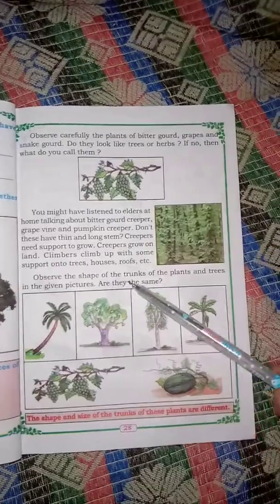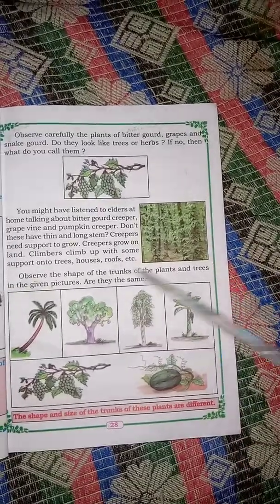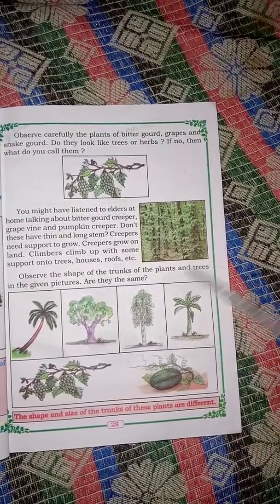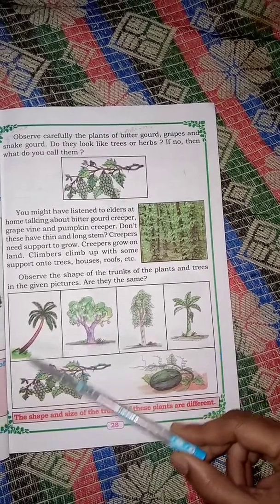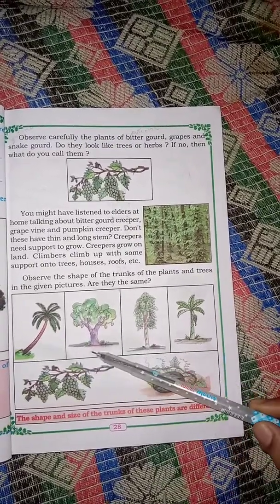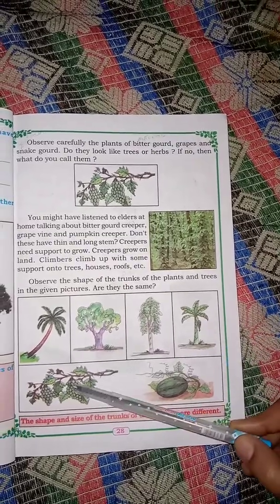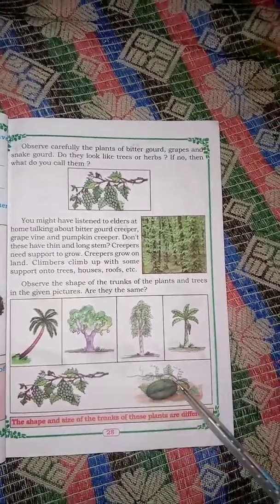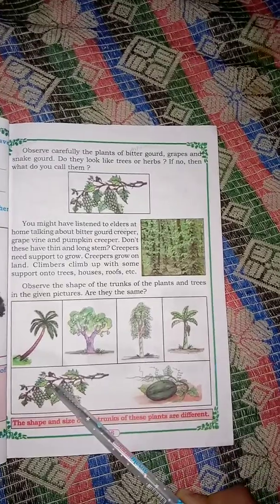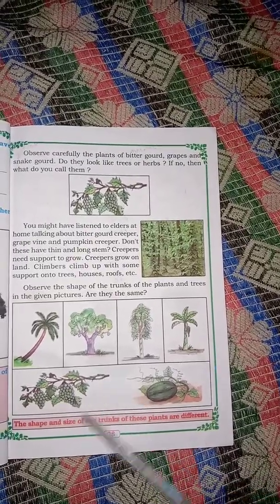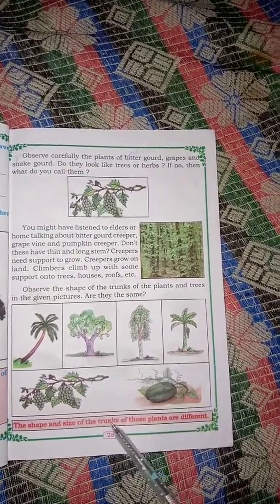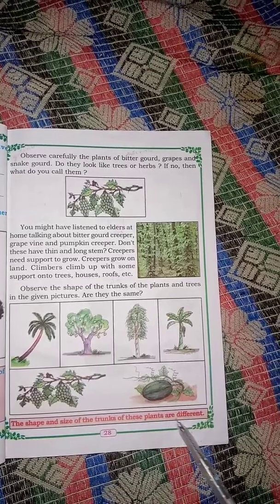Observe the shape of the trunk of the plants and trees in the given pictures. Are they the same? Trunk means the stem part. You can look here. Each trunk will be different: very thin, very big, tall, very hard, like that. In this picture, the trunk, meaning the stem part, is very thin. The shape and size of the trunk of these plants are different.